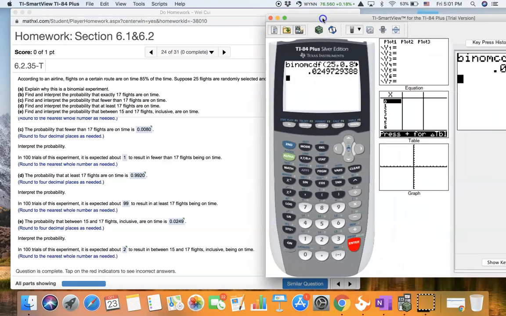Okay. So this is how to use the TI-84 calculator to compute the probability for a binomial distribution.